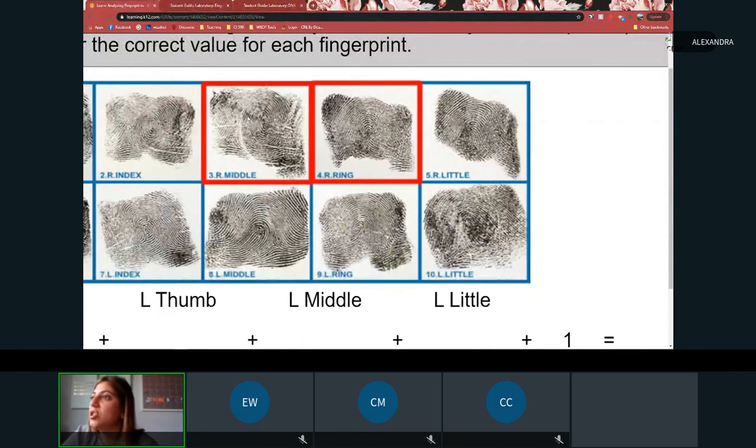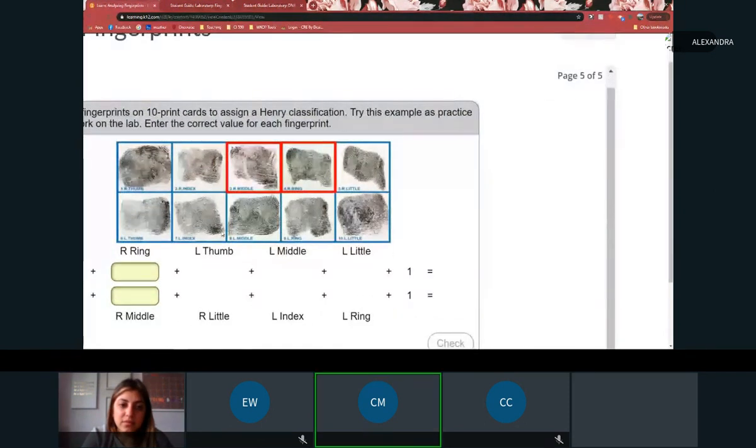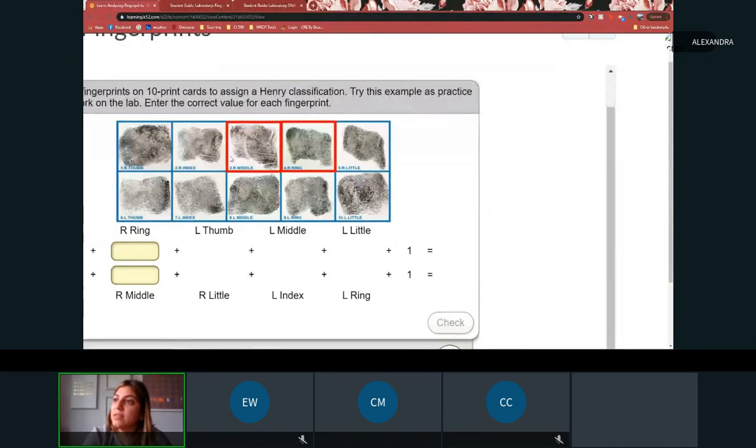So remember, there need to be two deltas in order for it to be considered a whirl. So do we think the middle finger is a 0 or an 8? Looks like an 8 to me. Can you zoom back in? Oh, yeah, of course.